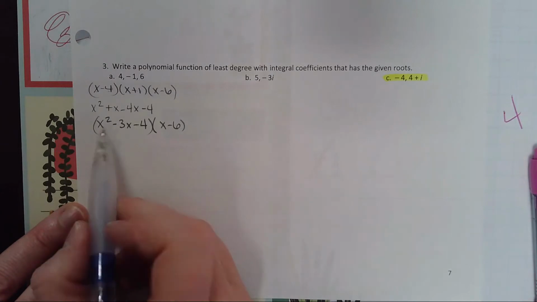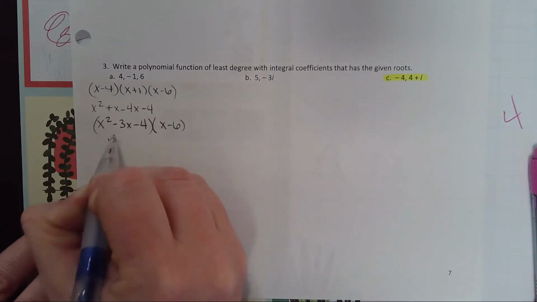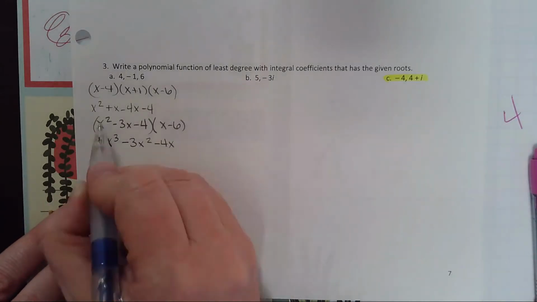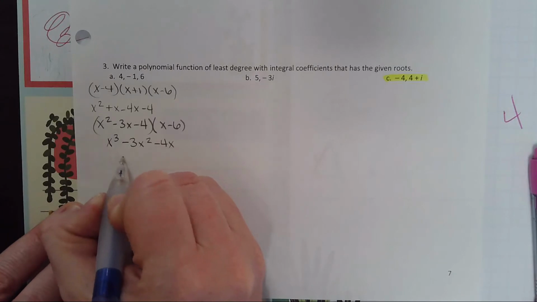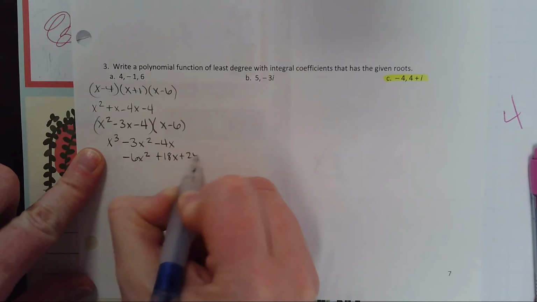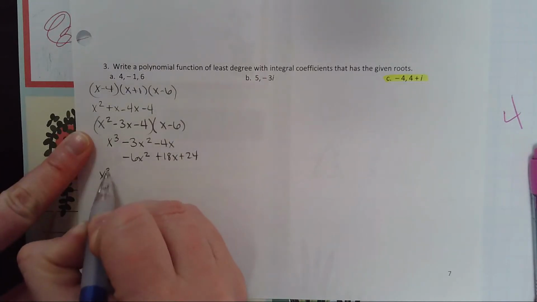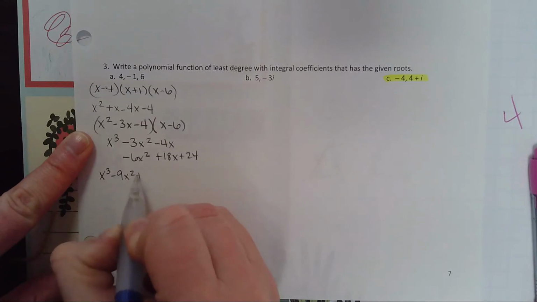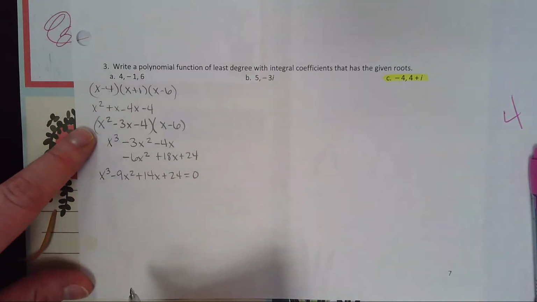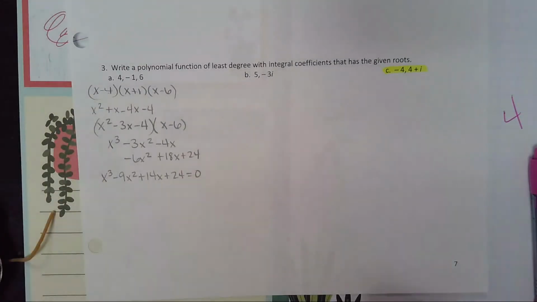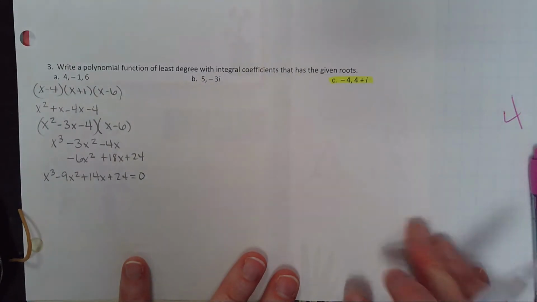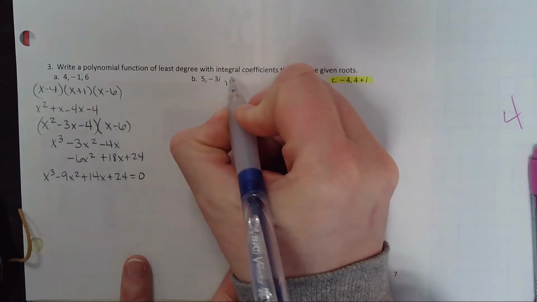So now I'm going to have x times x squared, x cubed, minus 3x squared, minus 4x, take -6 times everything, minus 6x squared, plus 18x, plus 24. And then simplify: x cubed minus 9x squared plus 14x plus 24 equals 0. And that's your answer. So the next one we have is with a conjugate. You have the imaginary -3i, so you also need the conjugate of positive 3i.